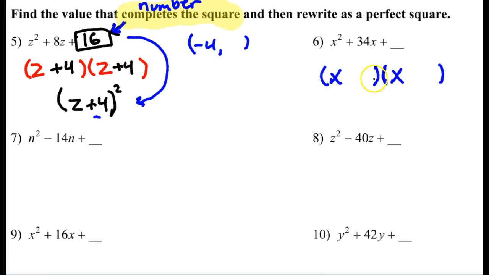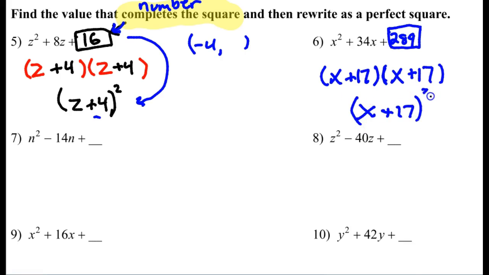It's going to start with x. Now, what would add up to 34? It has to be the same number. 17 and 17. Now, what would make that c value on the end? 289, 17 times 17. So now you can rewrite this as x plus 17 squared, and we know the vertex would be at negative 17, comma whatever the y was, which we'll talk about in a little bit. Not too bad, right? That's just the first part.